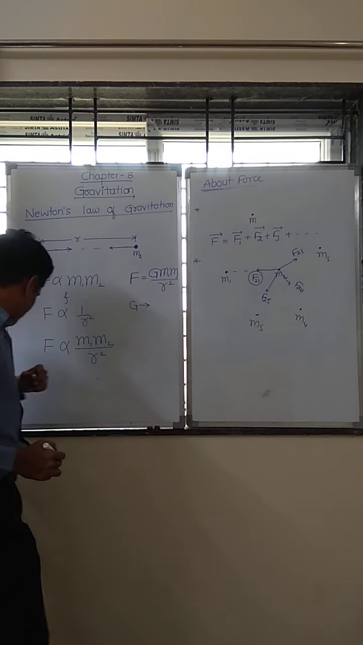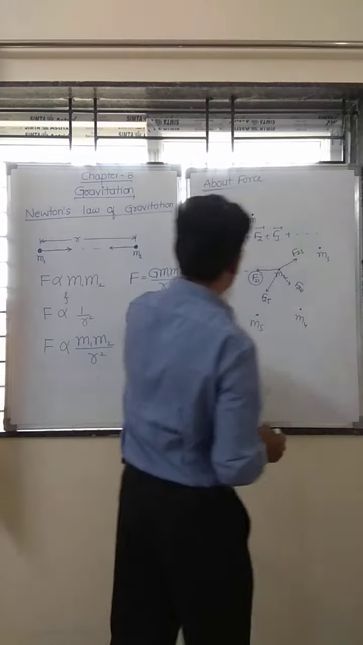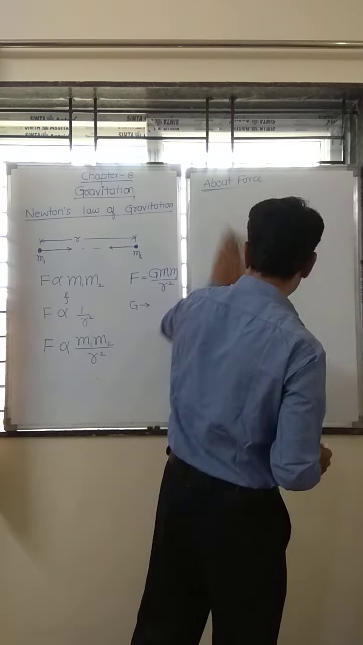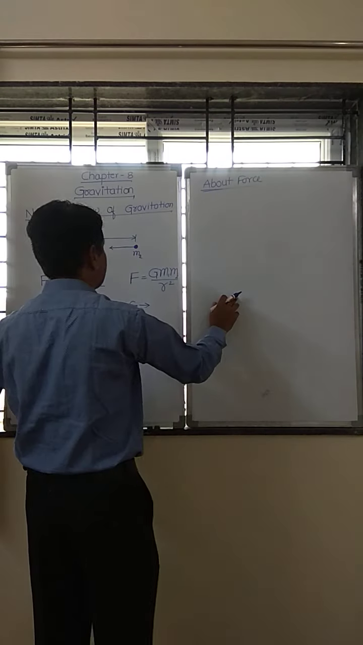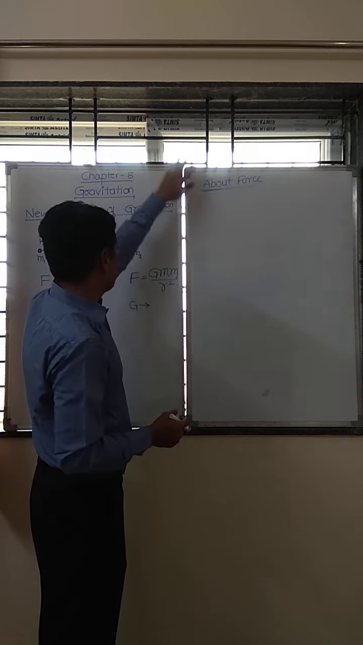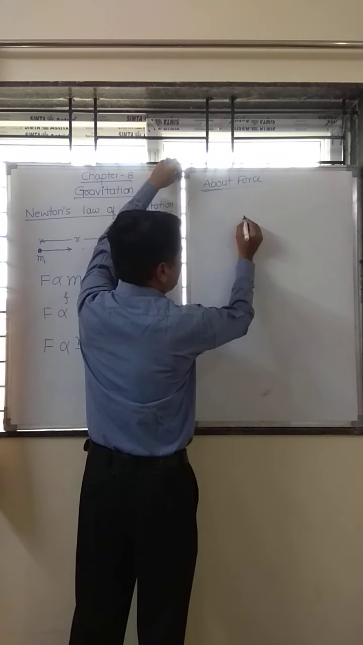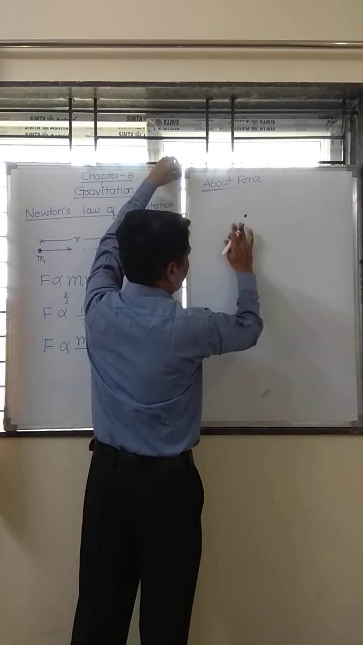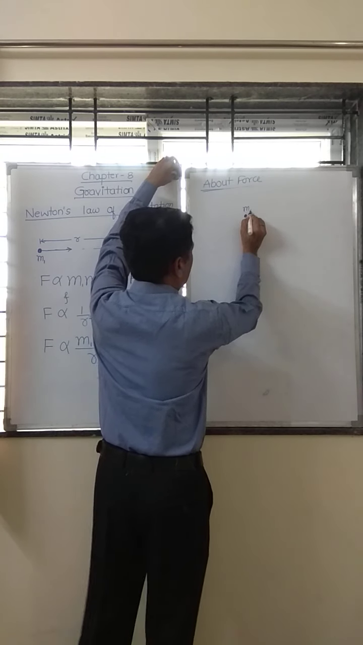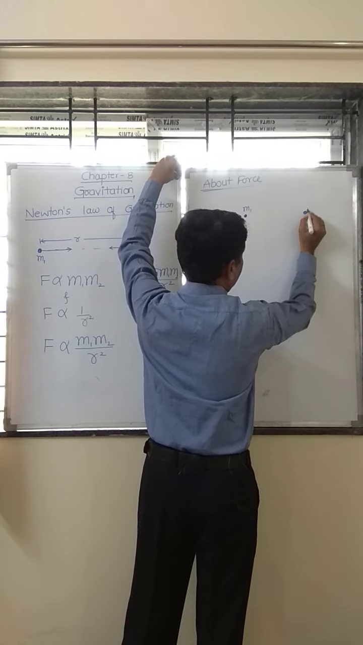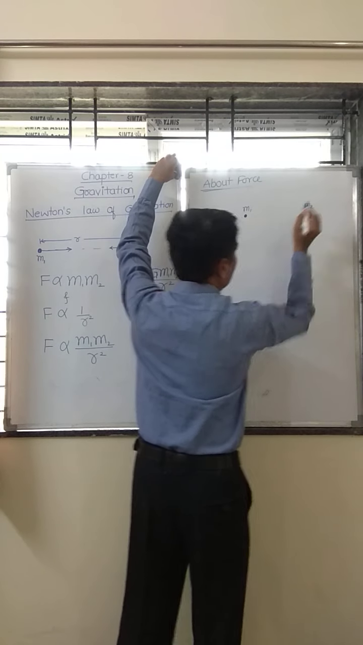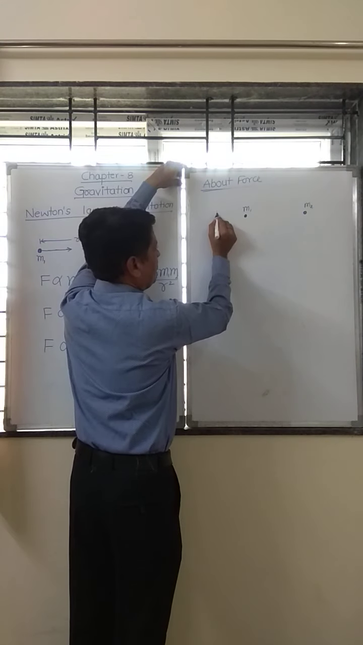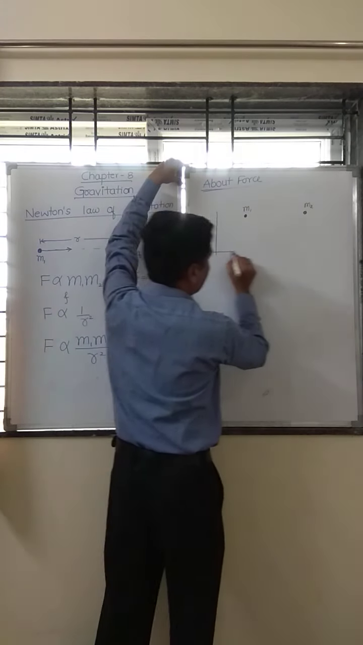Okay, next. After this, I think it is not necessary to write in vector form because we have already studied it in electrostatics. Even though, let's try. See, here is an easy way to write in vector form. Say it is m1 and it is m2. You know, to locate the position of m1 and m2, we need a coordinate system.